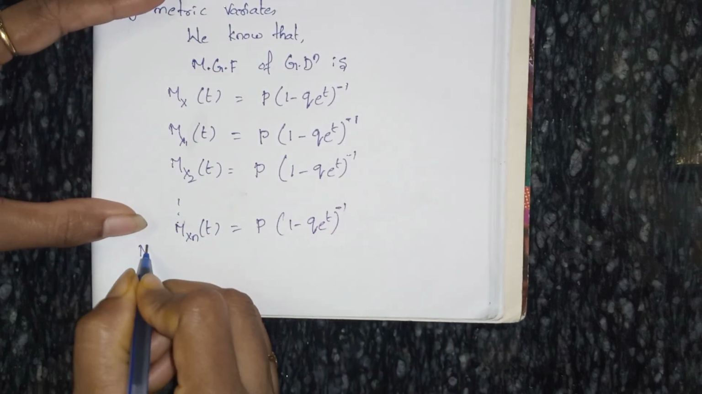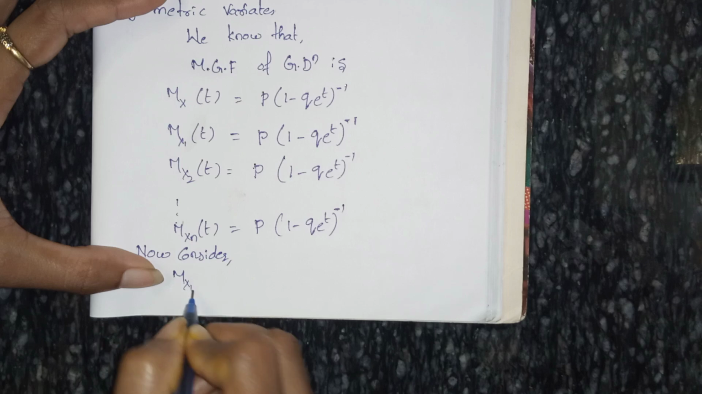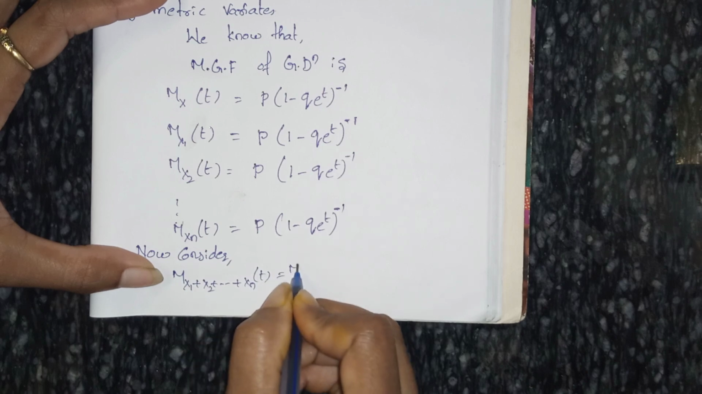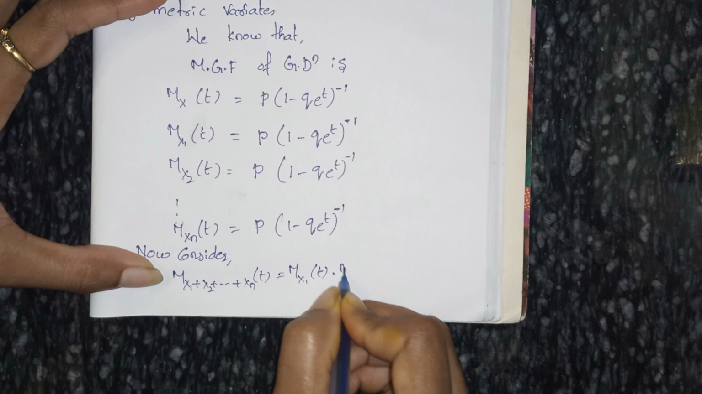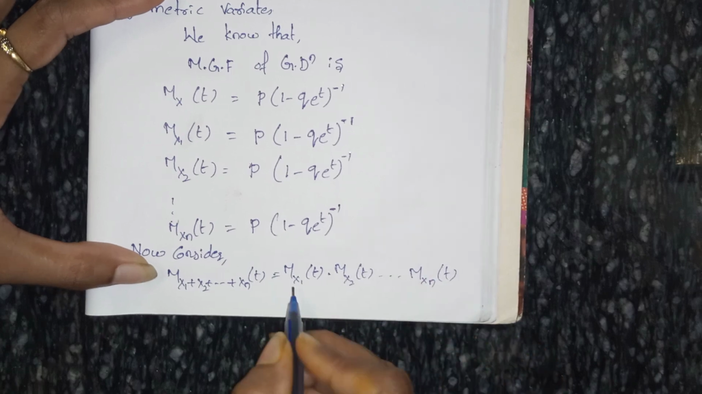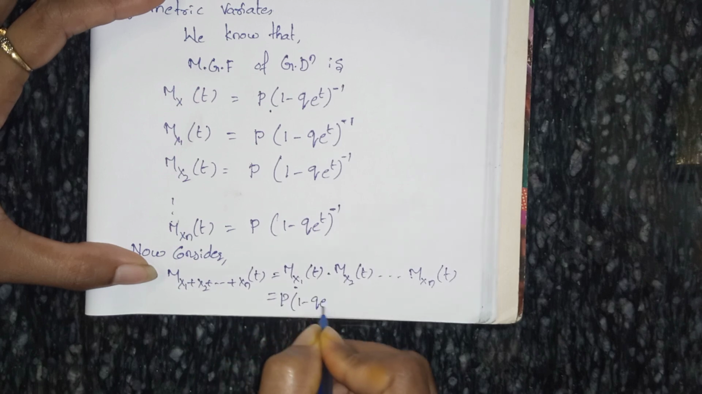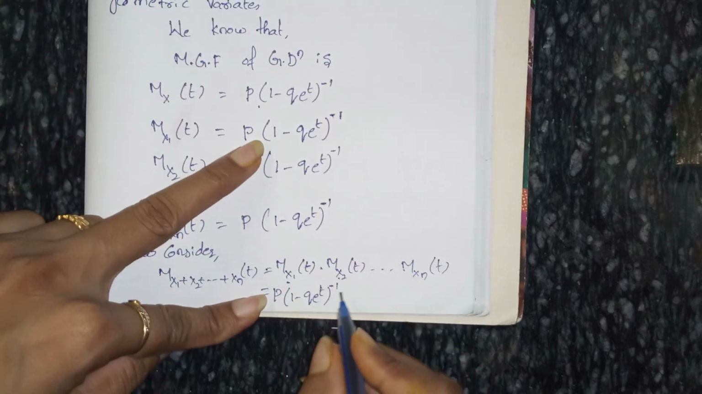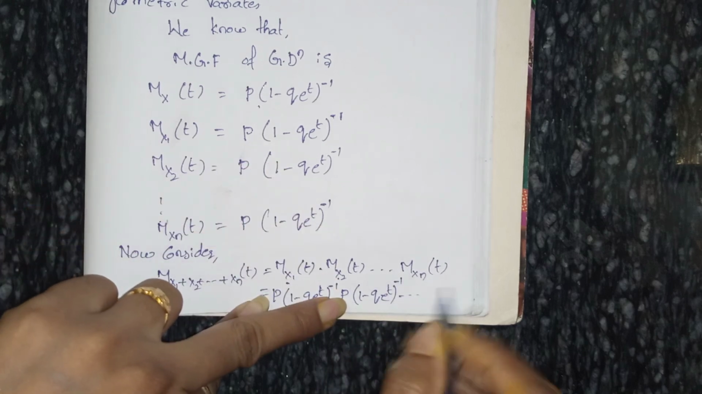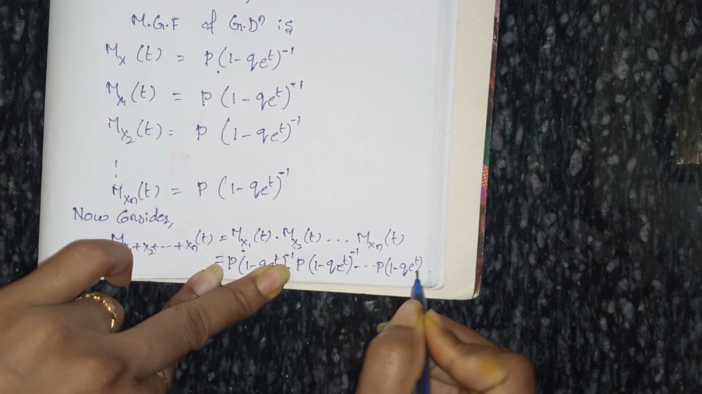Now we have to consider M of x1 plus x2 plus and so on plus xn of t, which equals Mx1(t) into Mx2(t) and so on Mxn(t). So Mx1(t) is p into (1 minus q e^t) whole power minus 1, Mx2(t) is p into (1 minus q e^t) whole power minus 1, and so on, Mxn(t) is p into (1 minus q e^t) whole power minus 1.